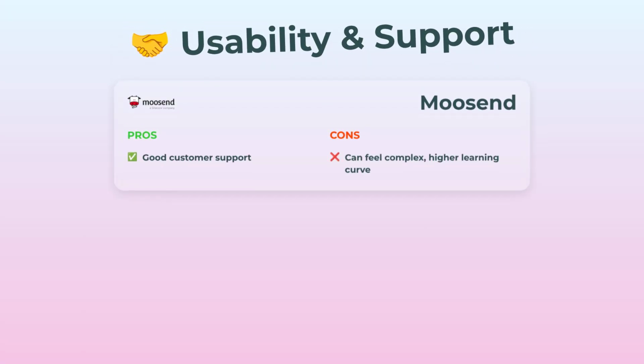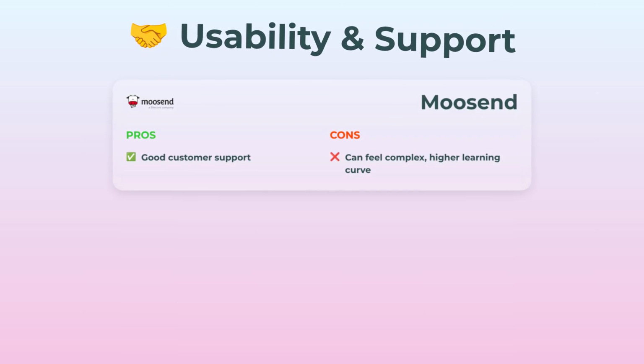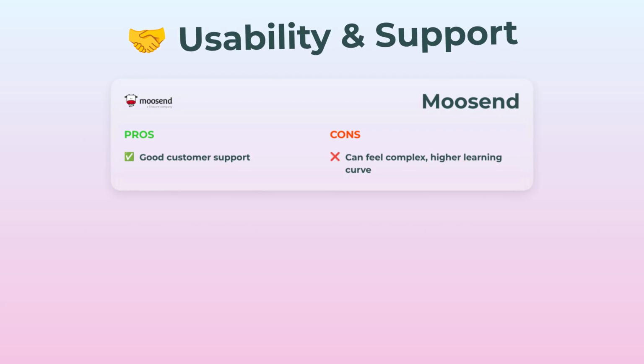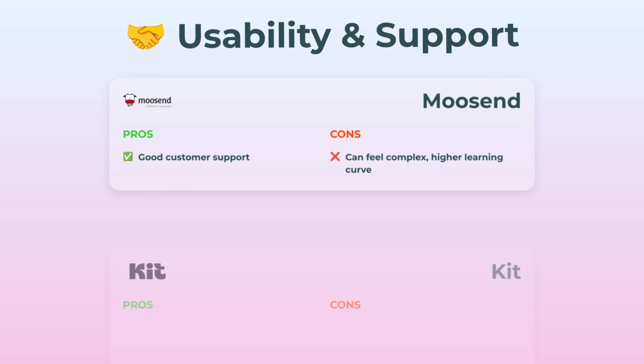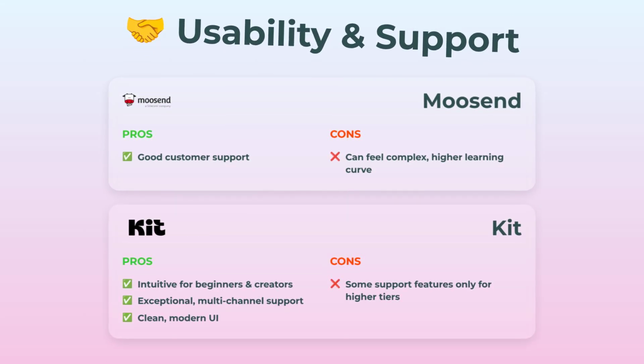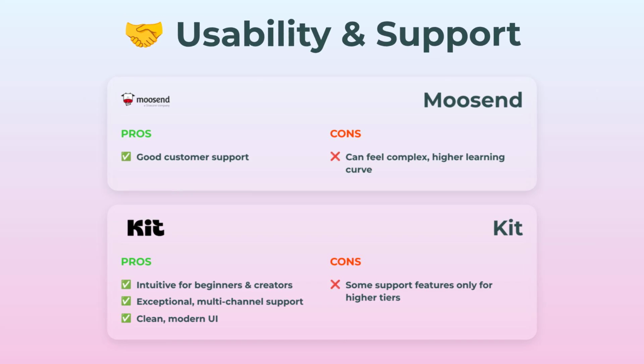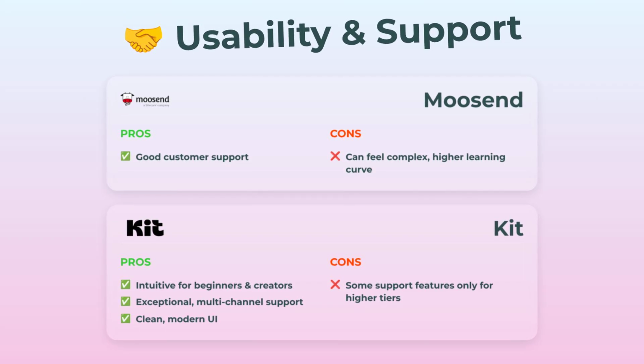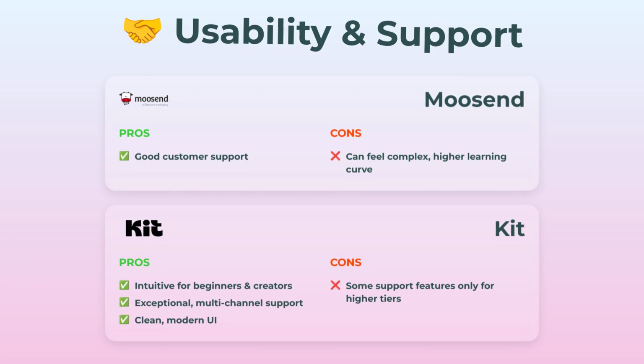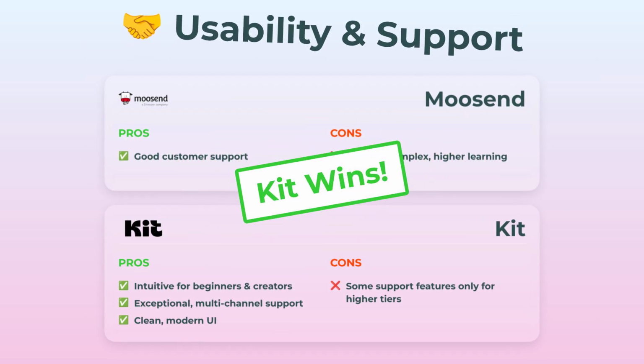Okay, shifting gears a bit, usability and support. Here's where things get interesting. So Moosend does an alright job with support, but because it's loaded with features, it honestly can feel kinda overwhelming until you get the hang of it. Kit really shines here. If you're a creator or new to marketing, this interface is just intuitive, like no headaches. Plus, their support, multi-channel, fast, super helpful, the whole 9 yards. Quick note though, some cool support features are only for higher tier plans. But overall, Kit definitely makes life easier here.